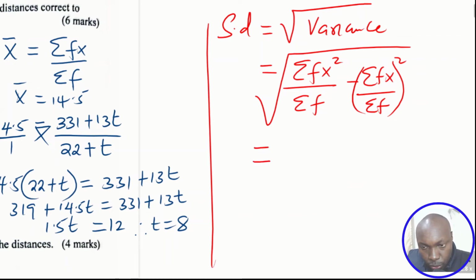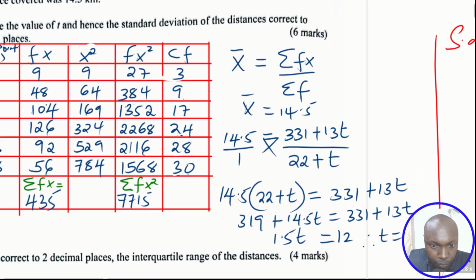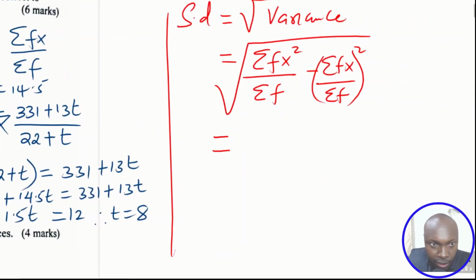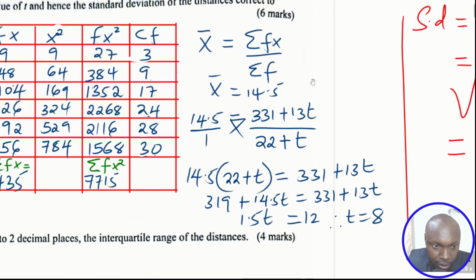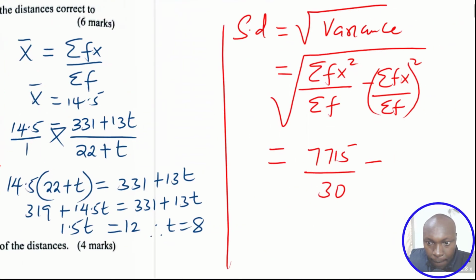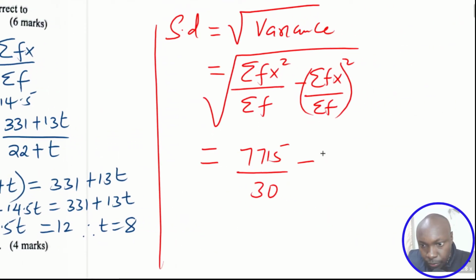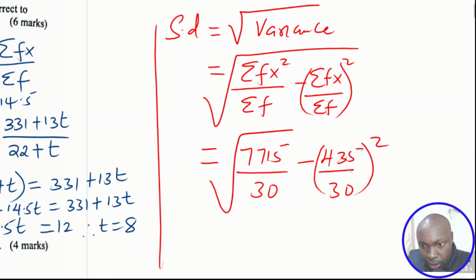So this one is equal to the summation of fx squared. You just go to the table here, it will be 7715 divided by the summation of f, which is 30. Then the summation of fx, we have that fx will be 435, so 435 divided by 30, and then you have to square that and get the square root.